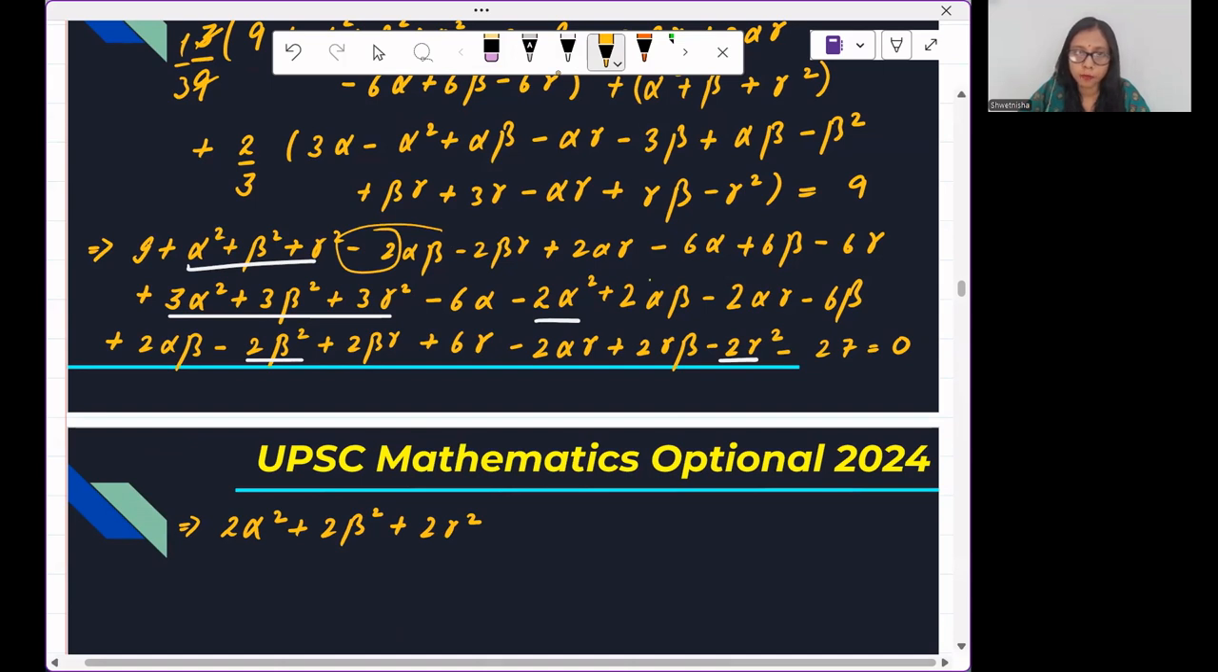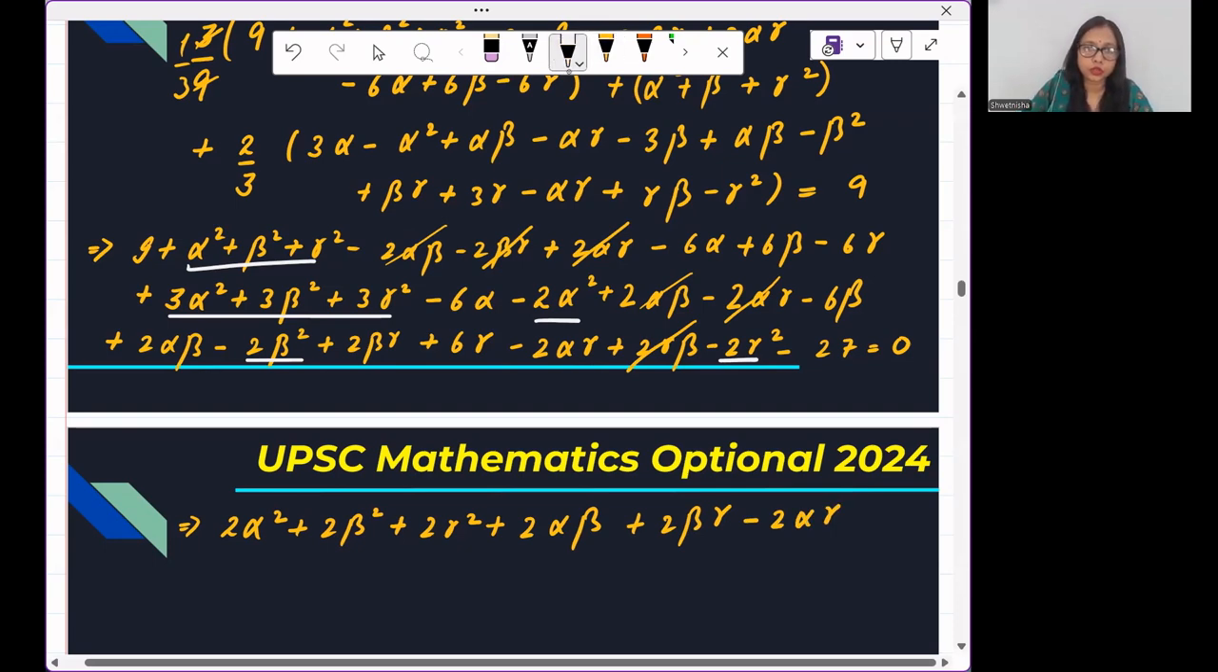Alpha beta minus 2, and we have plus 2, cancels. Do we have any other alpha beta? Yes, we do have 2 alpha beta here. So plus 2 alpha beta. Now beta gamma minus 2 beta gamma plus 2 beta gamma cancel. And here we have 2 beta gamma. So plus 2 beta gamma. Alpha gamma: 2 alpha gamma minus 2 alpha gamma cancel. And we are left with minus 2 alpha gamma here, minus 2 alpha gamma here. So this is used, and this is used.